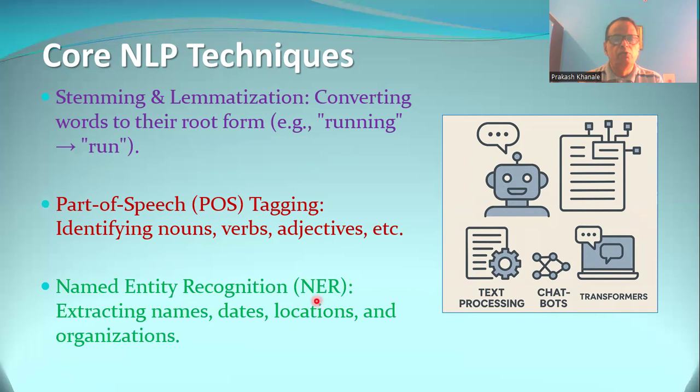And then we do named entity recognition or NER, where we can extract the names, the dates from the text, the locations, and the different organizations. Whenever we speak in a natural language, we frequently include names, dates, locations, organizations. So all these entities can be extracted.